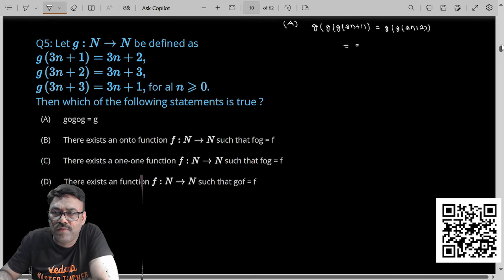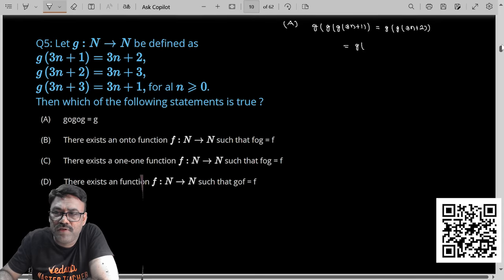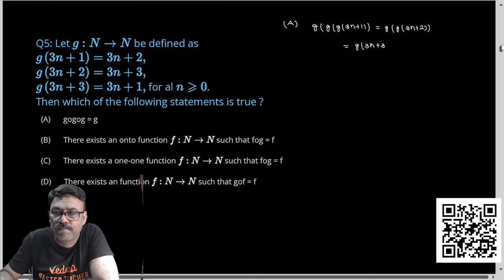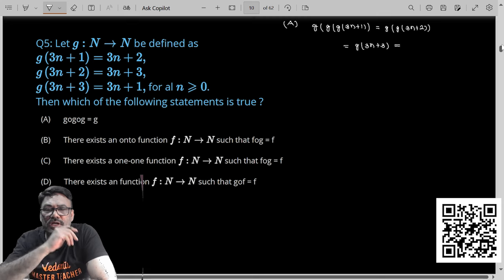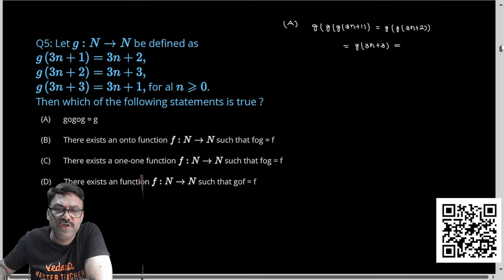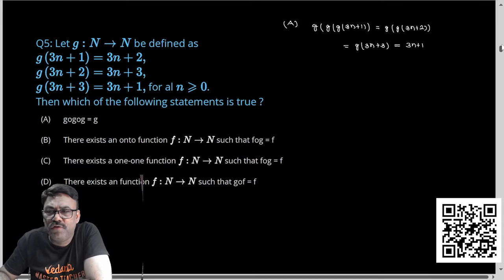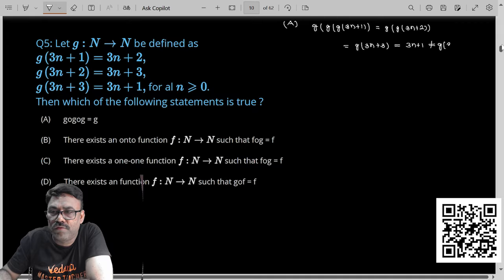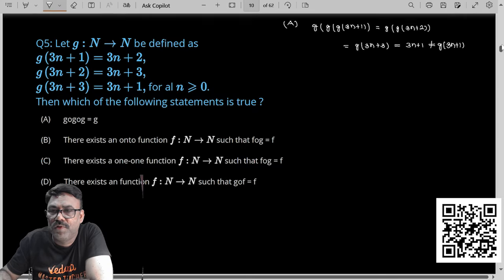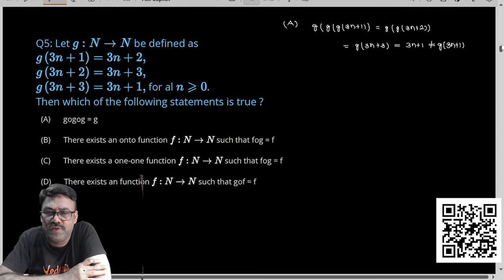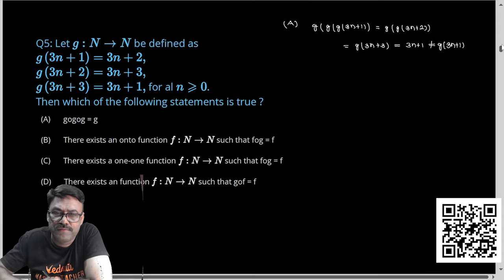Now g of 3n plus 2 is 3n plus 3. And g of 3n plus 3 is what? g of 3n plus 3 is 3n plus 1. So you can see that g of g of 3n plus 1 is basically not equal to g of 3n plus 1. Means g of g is not equal to g. Means option A is false.